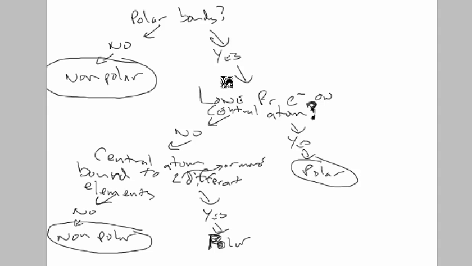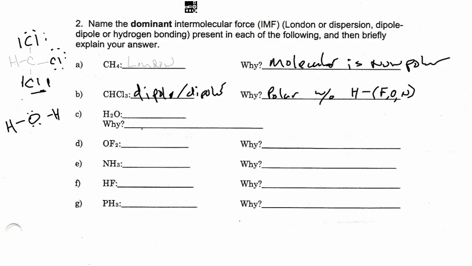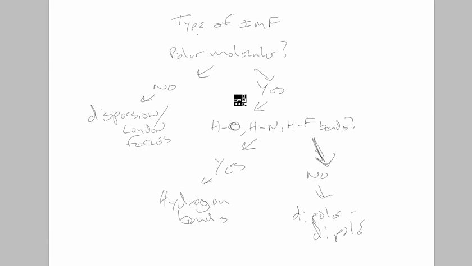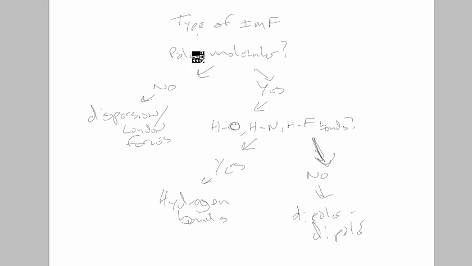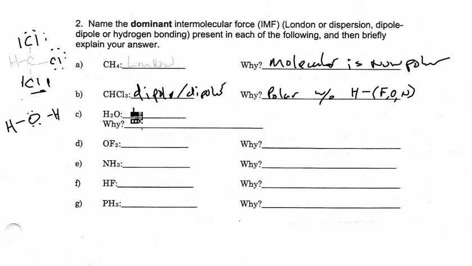So polar bonds, yes. Lone pair of electrons in our central atom? If we go back to what we drew, absolutely. So lone pair of electrons in our central atom, yes. So that means the molecule is polar. So we come on over to this one. Is it a polar molecule? Yes. And we have hydrogen to oxygen bonds. So that means we're going to be held together with hydrogen bonds. So this is going to be H bonds, and that's because it's polar with hydrogen to oxygen bonds.